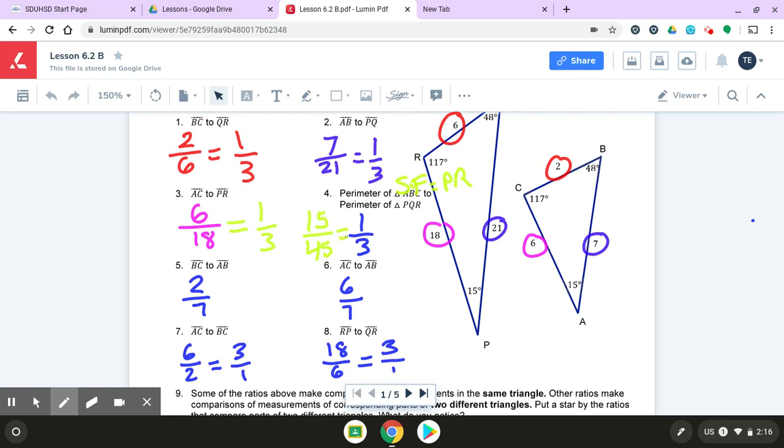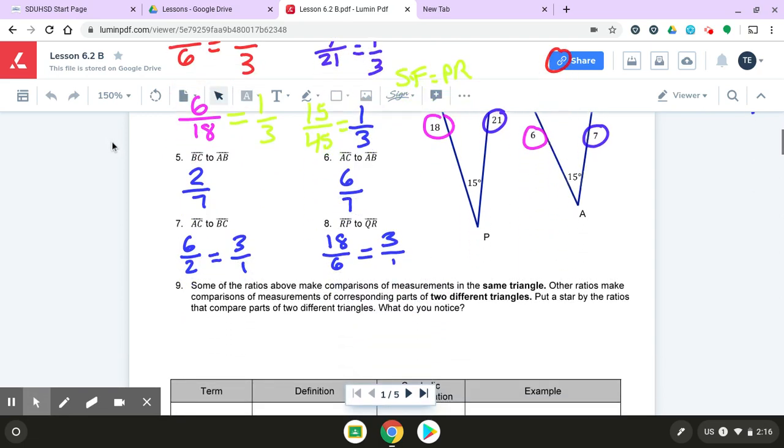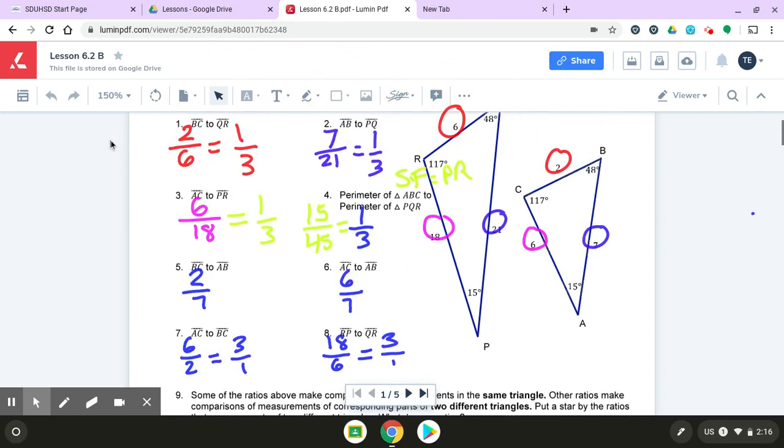Number 5, I got 2 to 7. Number 6, I got 6 to 7. Number 7, I got 3 to 1. Number 8, I got 3 to 1. Okay, number 9. Some of the ratios above make comparison measurements of the same triangle, while others make comparison measurements of corresponding parts of 2 different triangles. Put a star by the ratios that compare 2 different triangles. What do you notice? Okay, so I have to go back up and look.